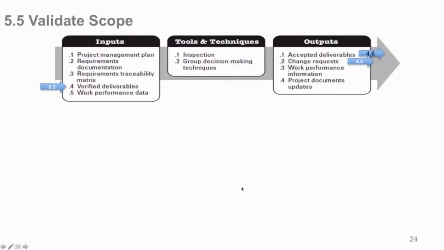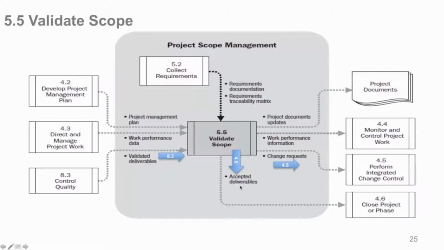Here it is in a different view, the ITTO view, same thing. Here's our data flow for it. Validate Scope, we saw this a little earlier, but again, validated deliverables come in, accepted deliverables go out, and change requests go over there.